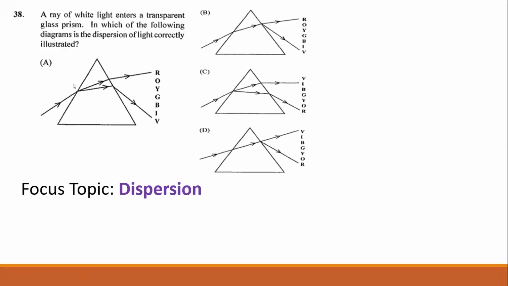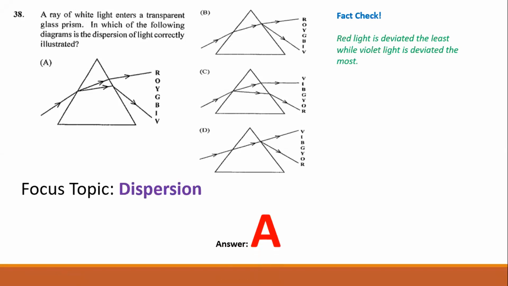38. A ray of white light enters a transparent glass prism. In which of the diagrams is the dispersion of light correctly illustrated? Now, based on what we know about deviation and dispersion, the light is going to be split into its constituent colors, with red being deviated the least and violet being deviated the most. That's option A.